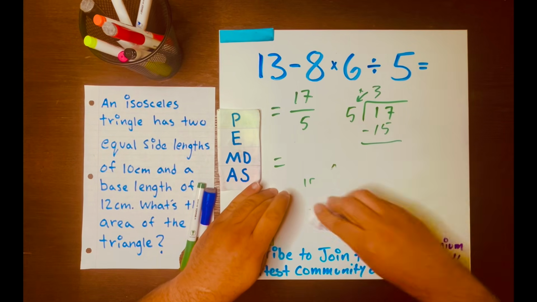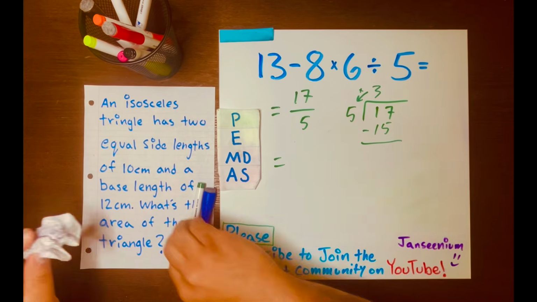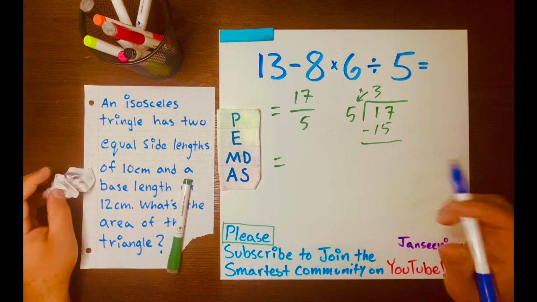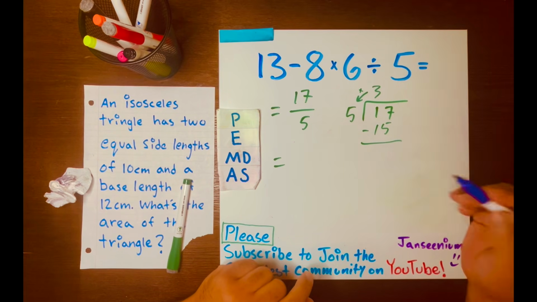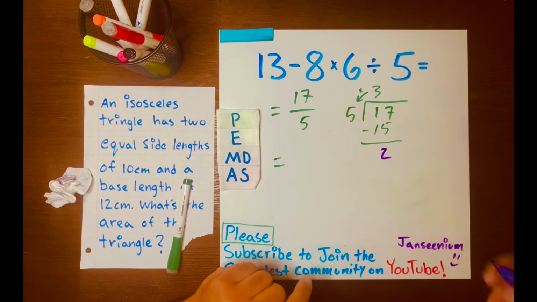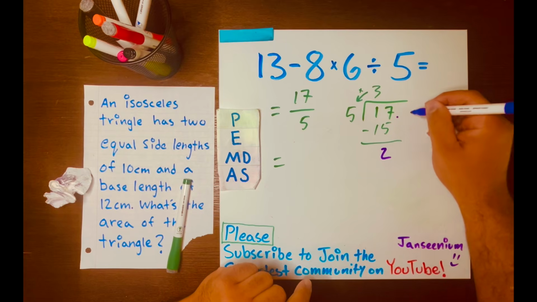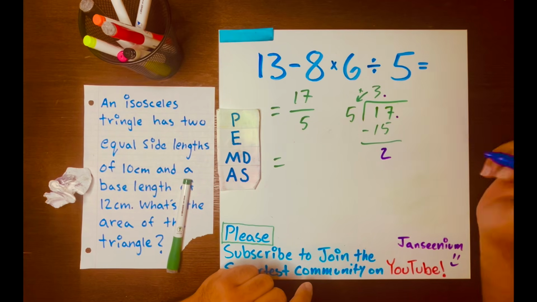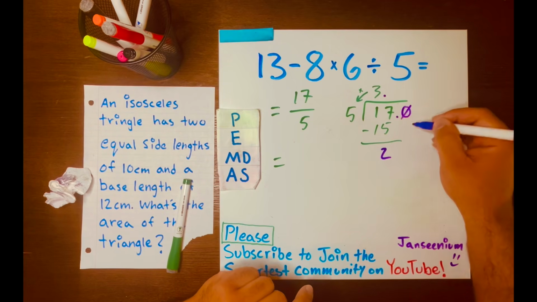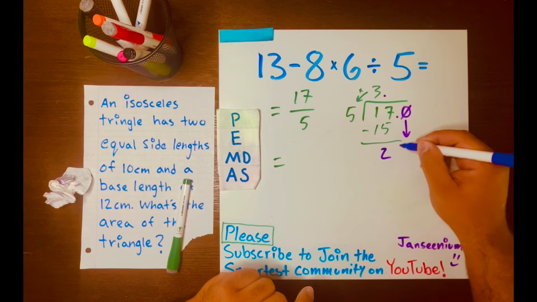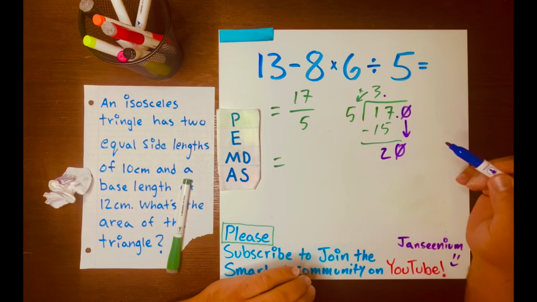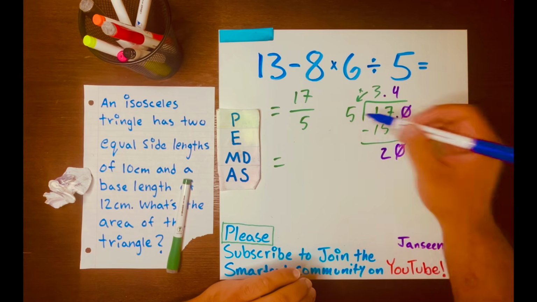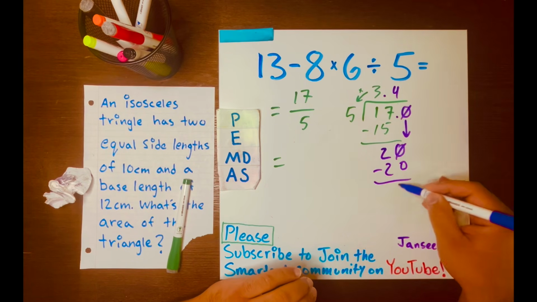I'll continue solving this tricky PEMDAS math problem here. So I subtract 17 minus 15, that equals 2. And then you can't fit 5 into 2, so you add a decimal after the 17, a decimal after the 3, write a 0 there, bring it down, give it to the 2. Now the 2 becomes 20. You can fit 5 into 20 how many times? 4 times. And 4 times 5 is 20, and 20 minus 20 is 0.